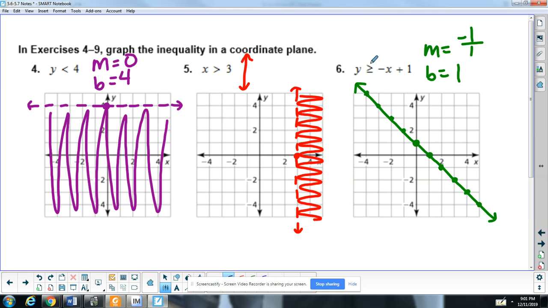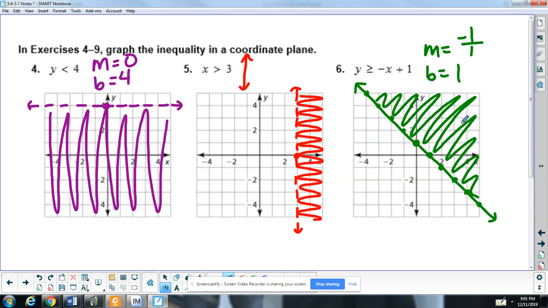Then the last part is shading. Since y is greater than, I'm going to shade above. And again, if you don't remember where above is, draw yourself a little stick figure walking up or down your line, and your person is going to be walking above the line, right? You're above ground. So above the line is where my little person is. So all of this would be shaded. That means everything in this green shade is a solution, and everything on this line is a solution.